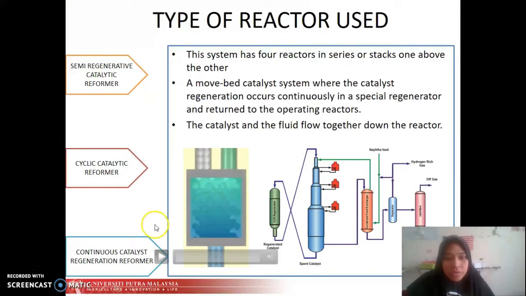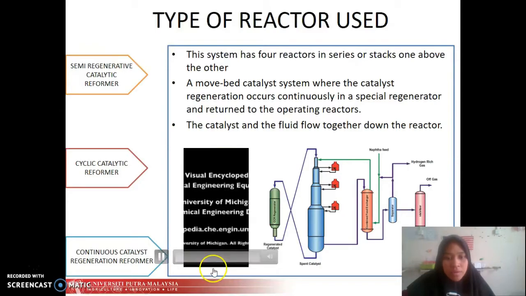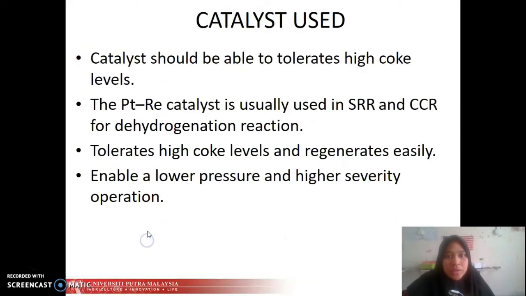So lastly, the continuous catalyst regenerative reformer uses moving bed reactors. They are stacked above one another. A moving bed reactor is a reactor where the catalyst and the inlet enter together, perform the chemical reactions, and then the catalyst and the liquid flow out together from this reactor. The type of catalyst used is platinum for the semi-regenerative and cyclic regenerative processing.